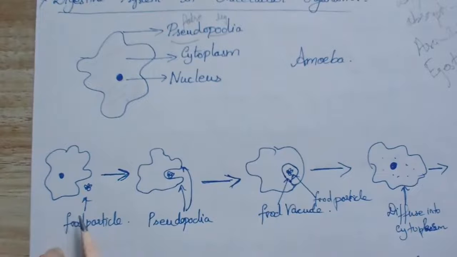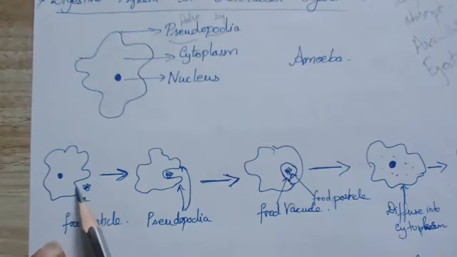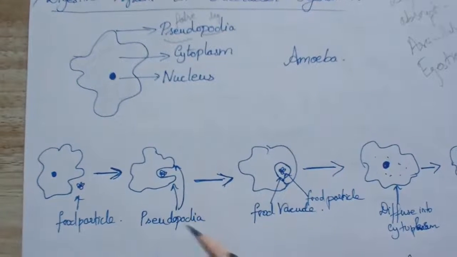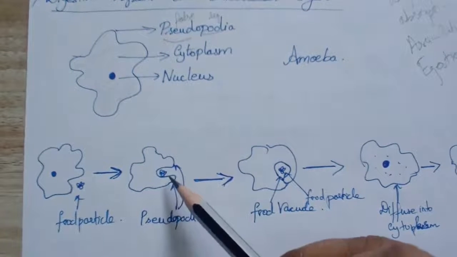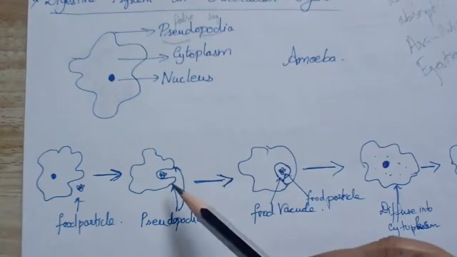When the food particle comes nearer, it uses, as I already said, a false leg, right? Pseudopodia. It is not its original legs. It can use these legs to cover the food, and it can expand in any way. That's why it is called a false foot. It is not the original one.